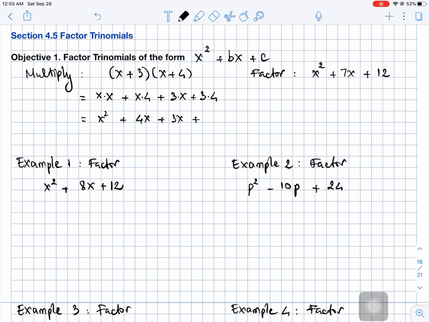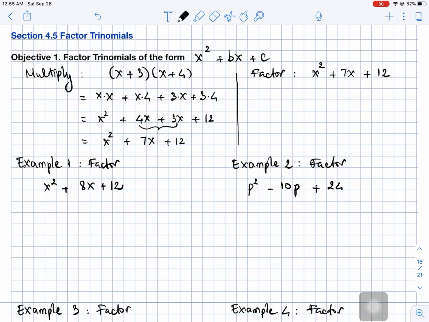X times x is x squared. X times 4 is the same as 4x. 3 times x is 3x, and 3 times 4 is 12. Now we will combine like terms, so we get x squared plus 7x plus 12.